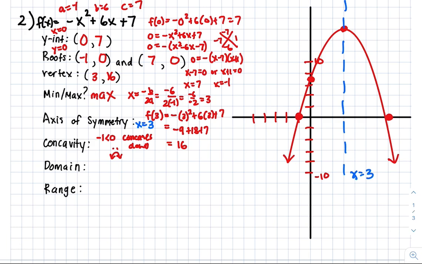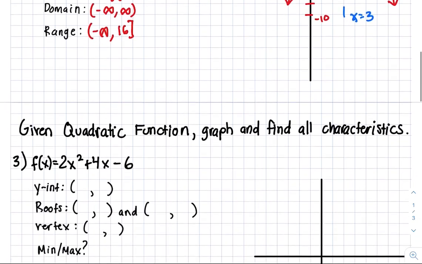Now domain and range, right? Domain, how far left is this graph going? Negative infinity. How far right? Positive infinity. Okay, range. What is the lowest this graph is going? It's going negative infinity downward. What's the highest point? Well, your vertex, you guys, is 3, 16, right? So the highest point is 16, bracket. So that's number 2.